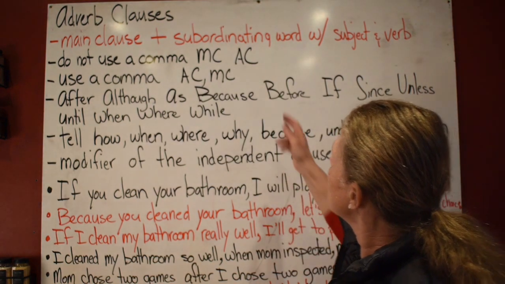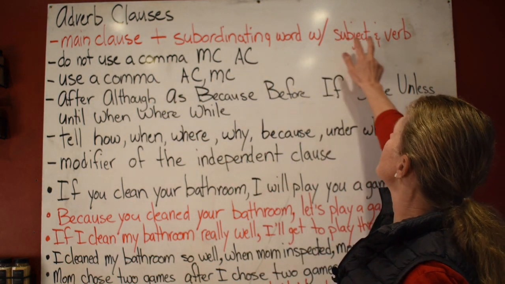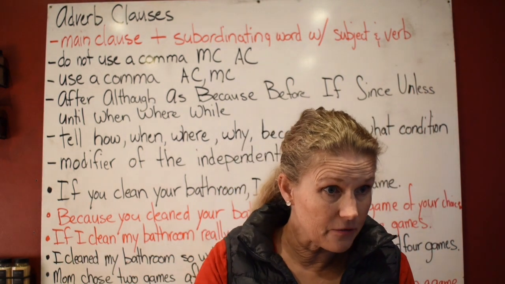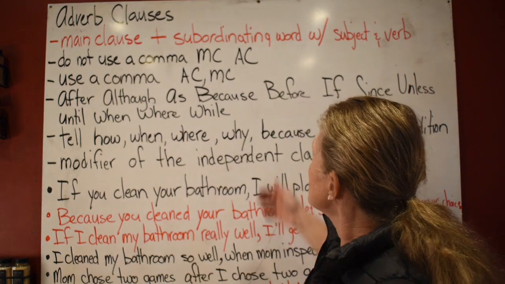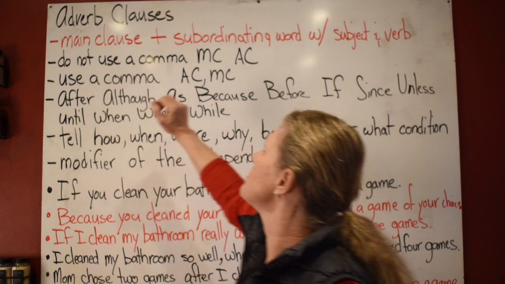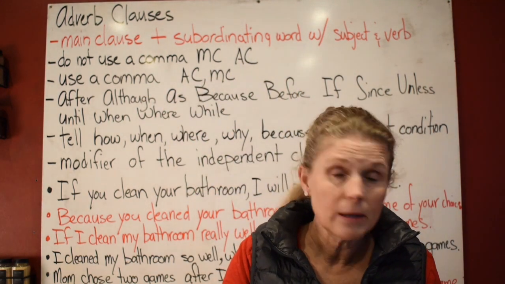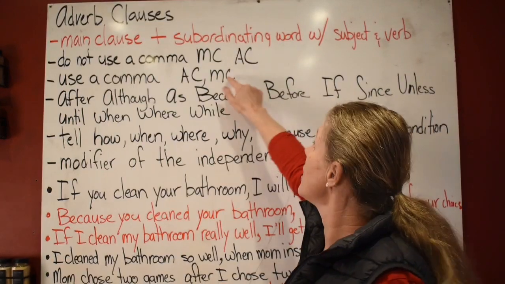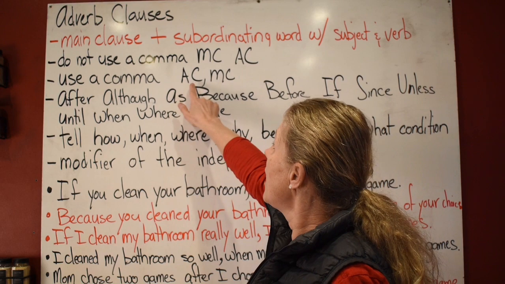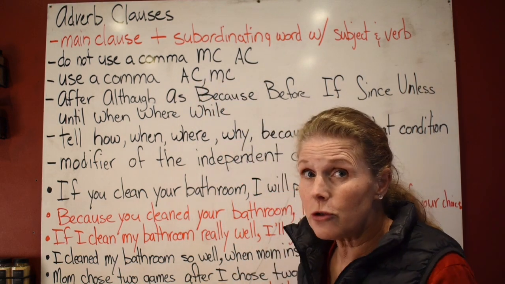Okay? So, you have a main clause, then you have a subordinating word with a subject and a verb. A clause has to have a subject and a verb, right? So the subordinating word with the subject and verb attaches to a main clause, because once you have a subordinating word, you have a dependent clause now. Do not use a comma with the main clause and then an adverb clause, but you do use a comma with an adverb clause, then the comma, and then the main clause. That's when you use your comma.